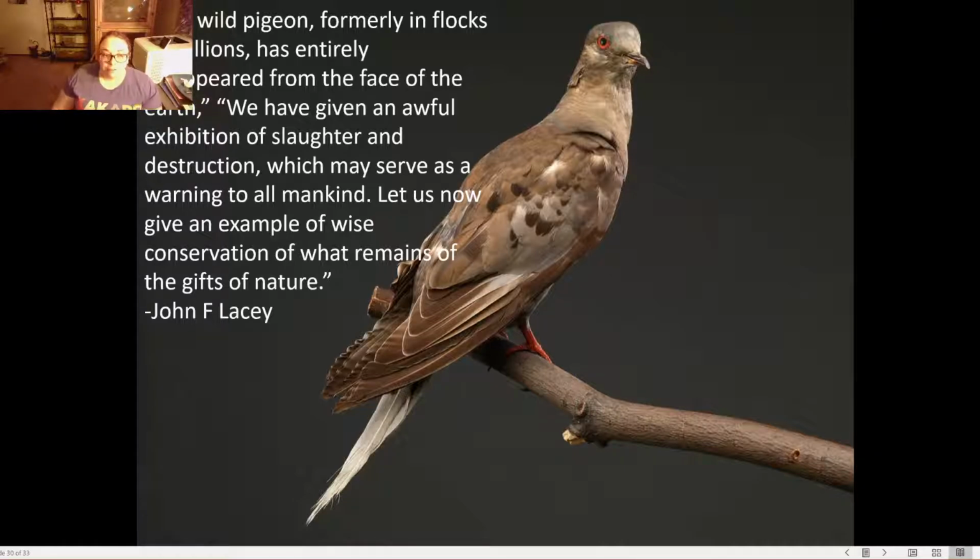So when he proposed the act, he said that the wild pigeon, formerly in flocks of millions, has entirely disappeared from the face of the earth. We have given an awful exhibition of slaughter and destruction, which may serve as a warning to all of mankind, and let us now give an example of wise conservation of what remains of the gifts of nature. So that year, he was able to persuade Congress, and they passed the Lacey Act.